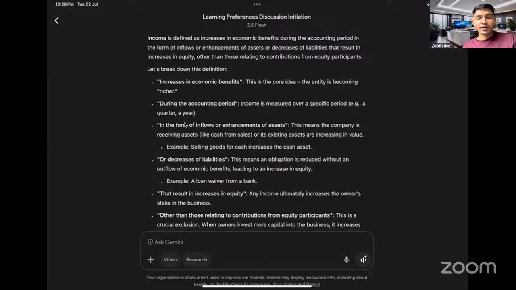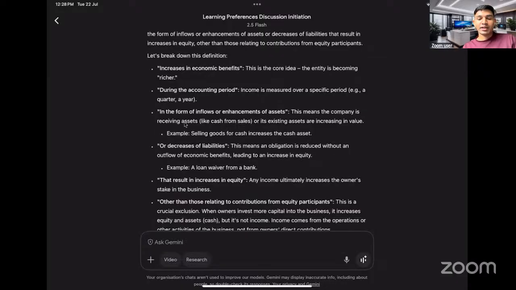Increases in economic benefits. This is the core idea. The entity is becoming richer. During the accounting period, income is measured over a specific period, for example, a quarter or a year, in the form of inflows or enhancements of assets. This means the company is receiving assets like cash from sales, or its existing assets are increasing in value. Examples, selling goods for cash increases the cash assets, or decreases of liabilities.